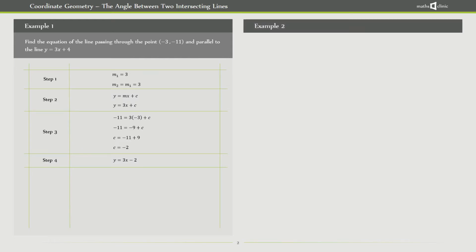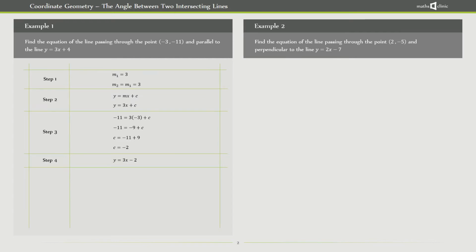Let's do another example. Example 2 says: find the equation of the line passing through the point (2, -5) and perpendicular to the line y = 2x - 7. So we have a line y = 2x - 7, and another line that's perpendicular to it and also passes through the point (2, -5), and we've been asked to find the equation of this second line.